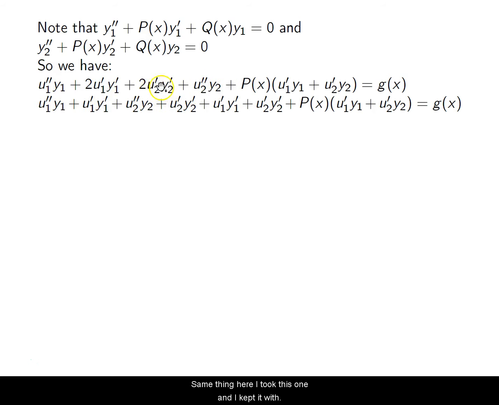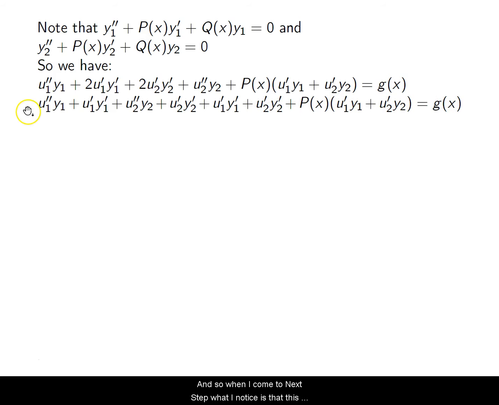Same thing here. I took this one and I kept it with its pair, the u prime 2 y2s, u double prime 2 y2s. I kept that together. I switched this a little bit, so if you notice they kind of match up, these two, and then this is the one that's left over from here, and this is the one that's left over from here. So I split it into pieces and I regrouped them so that I can do my next step. Okay, everything else over here is the same.